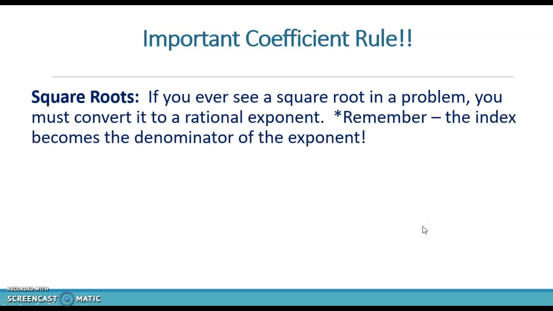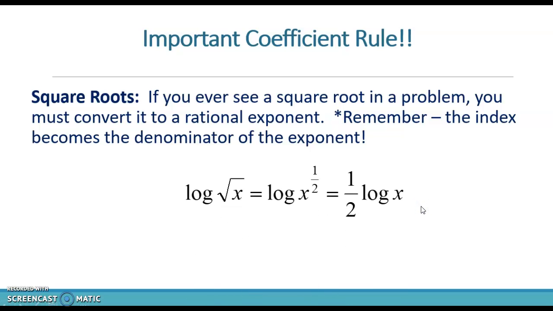So here's the really important thing. If you see a square root in a problem, you have to convert it to a rational exponent. Remember, the index becomes the denominator of the exponent. So let's look and see what they're talking about. This is an understood 2 on that radical, and an understood 1 on the exponent inside the radical. So it's log x to the 1/2. Then you take that exponent and move it out to the front. Big deal.